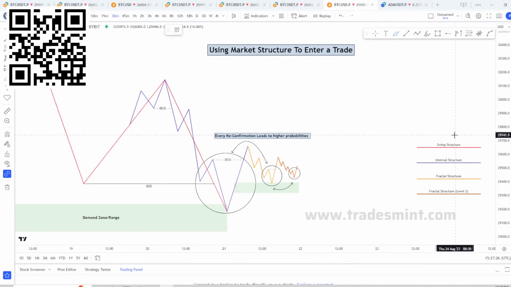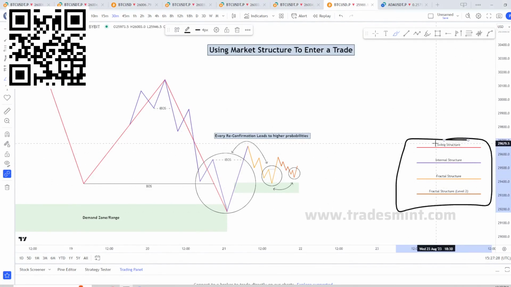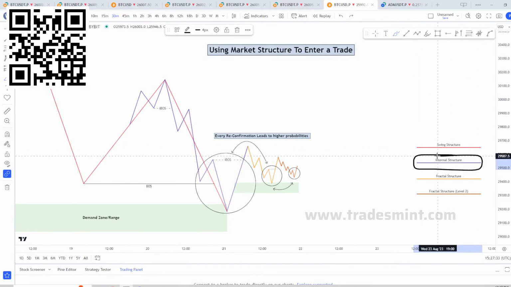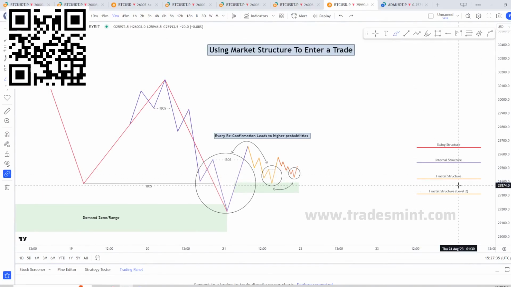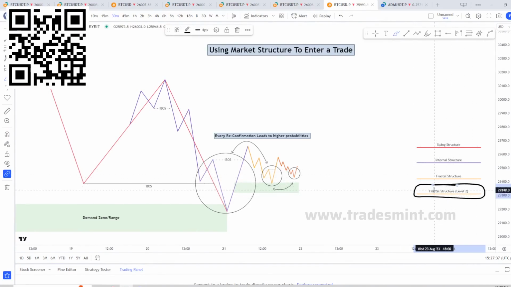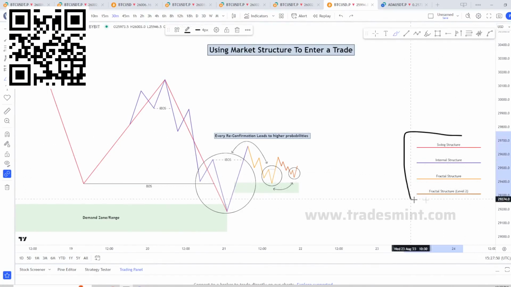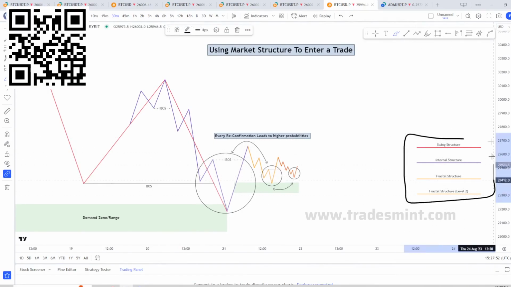So as you can see on the right, we have a little legend. In that legend, I'm drawing the swing market structure in red, the internal in purple, and fractal in orange. Then we have a deeper, darker orange for fractal level 2 structure, which you can also call a different level of internal structure. If you want to call that internal 1, internal 2, and internal 3, that's also fine. Whatever floats your boat, right? This is how I'd rather do it for this example, so that's what I'm going to do.